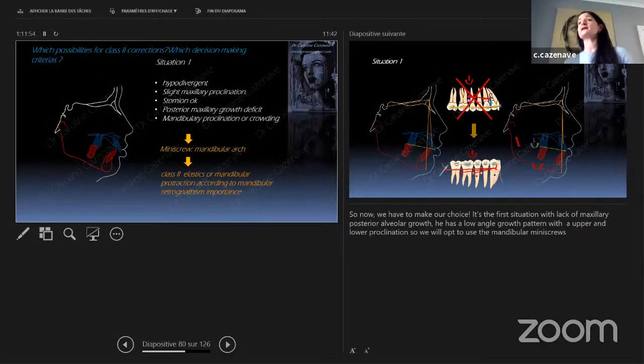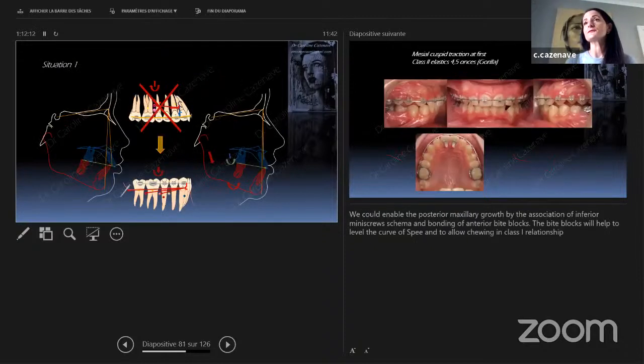So now we have to make our choice. First situation, we have lack of maxillary posterior alveolar growth. He has a low angle growth pattern with upper and lower proclination. So we will opt to use the mandibular meniscus. We could enable the posterior maxillary growth by the association of inferior meniscus schema and bonding of anterior bite blocks. The bite blocks will help to level the curve of Spee and to allow showing in class 1 relationship.